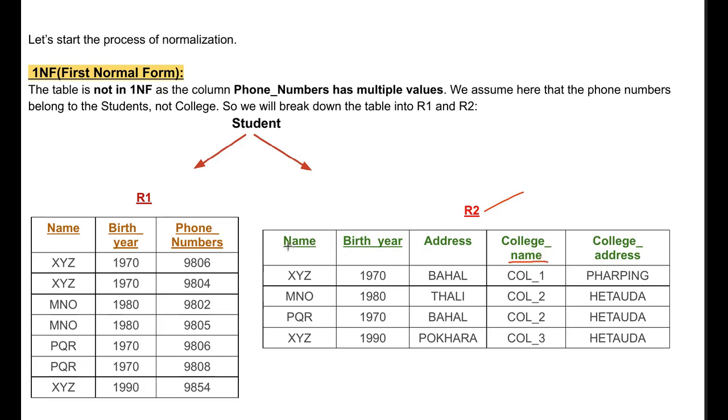Now the composite key will be name, birth year and college. So if you go this way, then there will be partial dependency here. In that case, you have to say there is a partial dependency, because the student's address does not need college name, and college address does not need these two attributes. So in that way the table has partial dependency, but I took a different method.